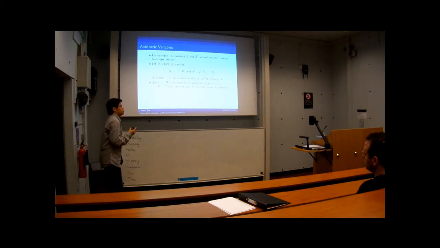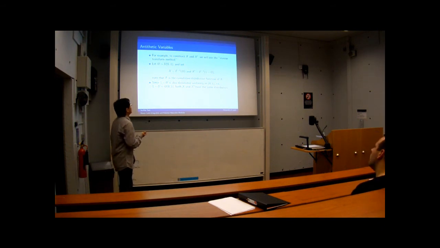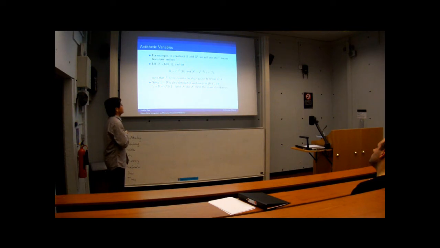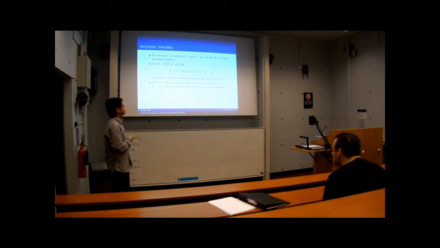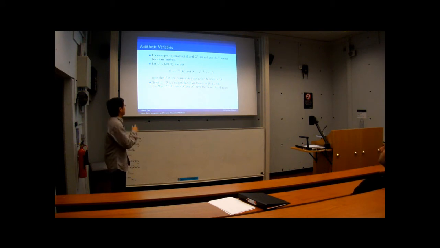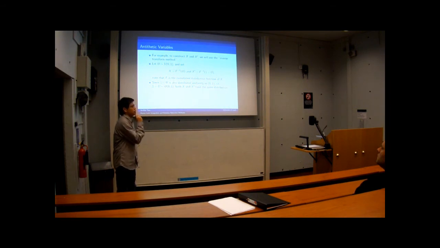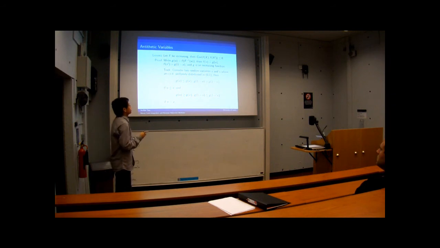For example, to construct X and X prime, we will use the inverse transform method. We set U from a uniform distribution from 0 to 1. So we set X equal to F inverse of U and X prime equal to F inverse of 1 minus U. Since 1 minus U is also distributed uniformly in 0 to 1, 1 minus U and U have the same distribution. So X and X prime have the same distribution here. The claim is: let f be increasing, then the covariance of f(X) and f(X prime) will be smaller than or equal to 0.